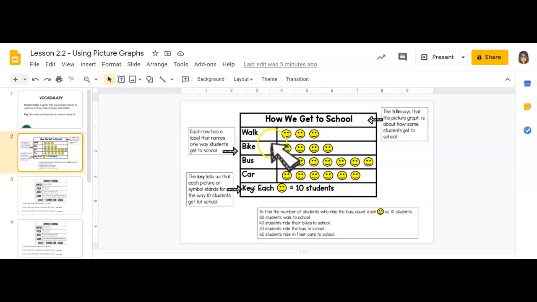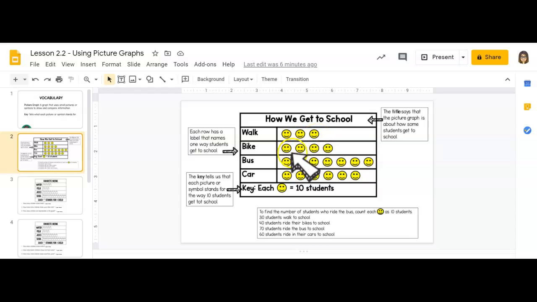So if we're counting these up here, that means that we count the smiley faces by tens because each smiley face stands for 10. So to find out how many students walk to school, we would count the smiley faces by 10. Let's try it. Count with me. 10, 20, 30. Notice we counted by tens.